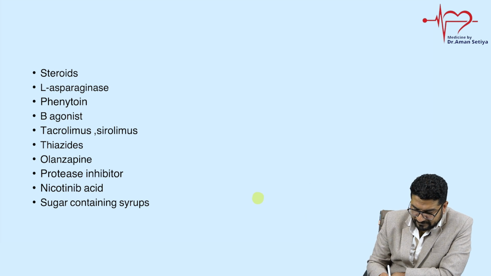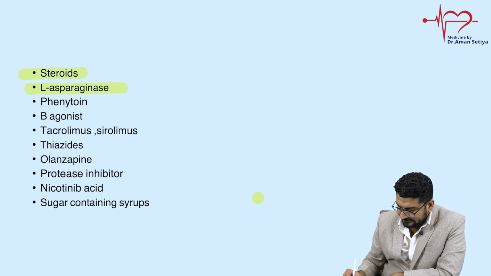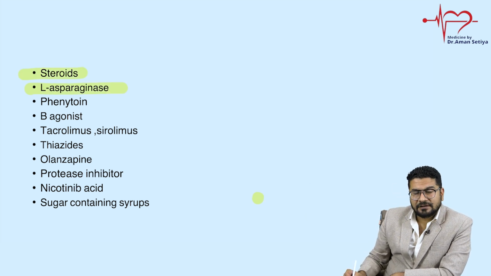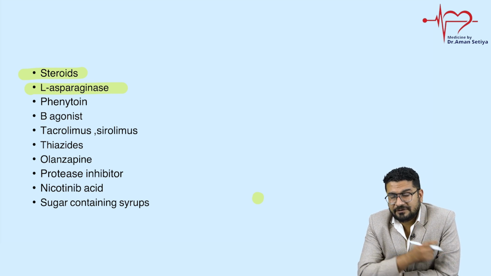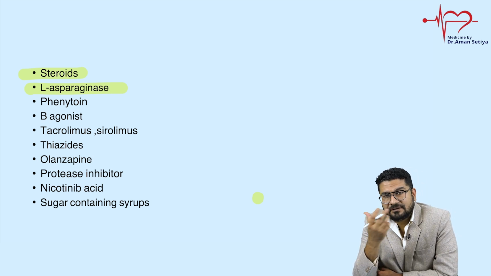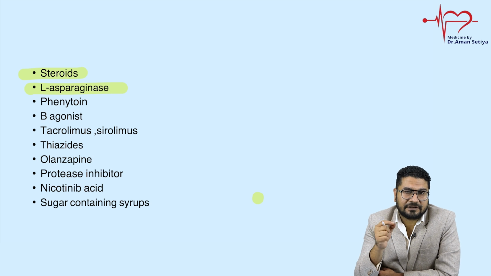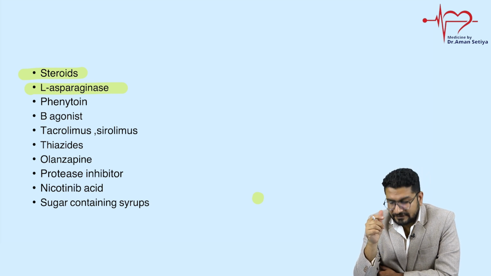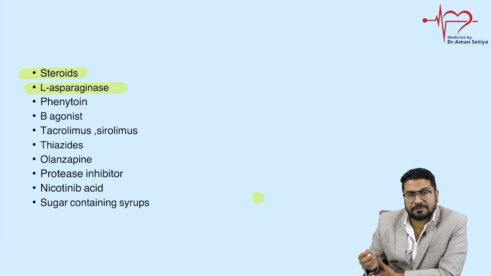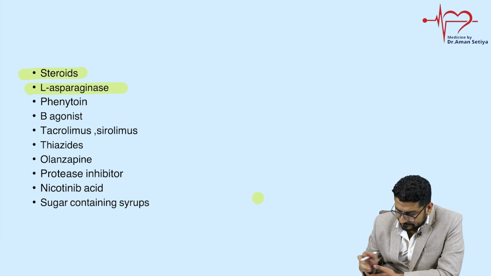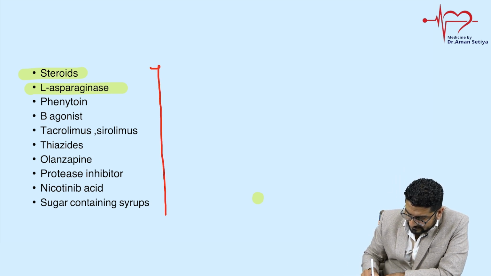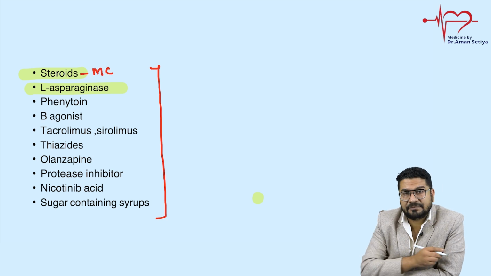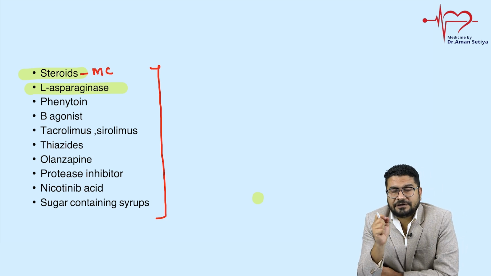Then you can see there is a list of drugs. Out of this you have to remember steroid, then L-asparaginase. Then many Ayurvedic medicines have a sugar containing syrup, especially honey. Many companies sell honey, but instead of honey they add sugar syrup. Even many cough syrups have honey. So these are the drugs which can cause diabetes. Most common cause of drug-induced diabetes is steroid.